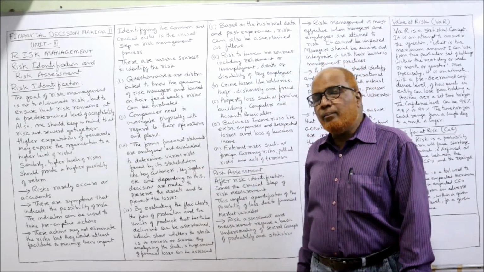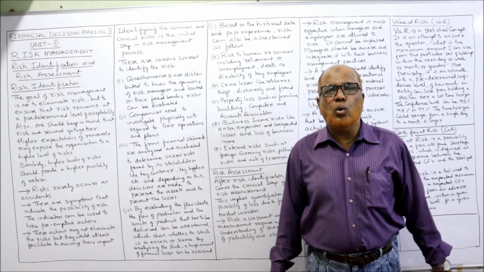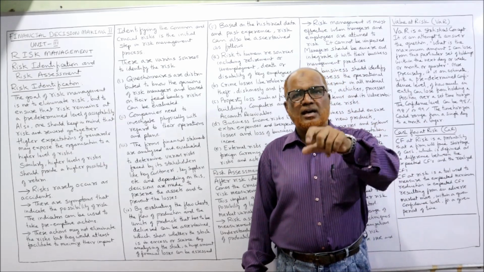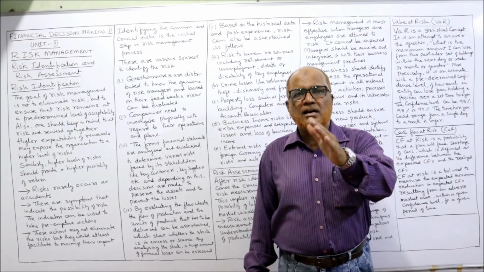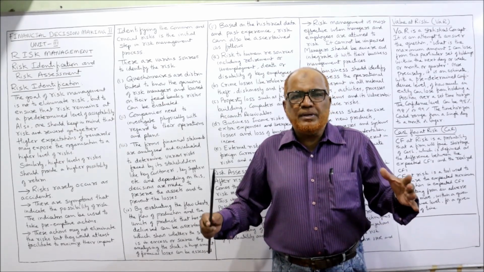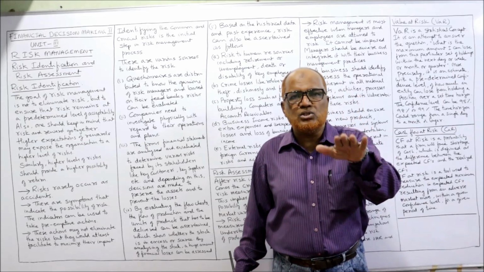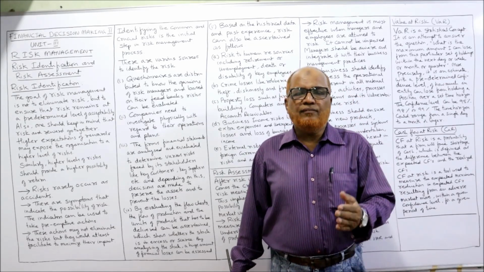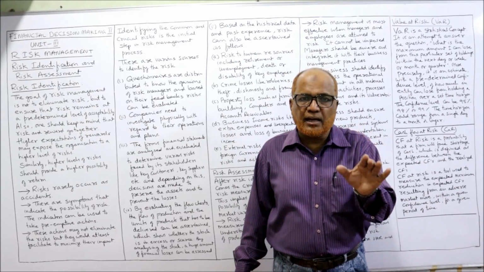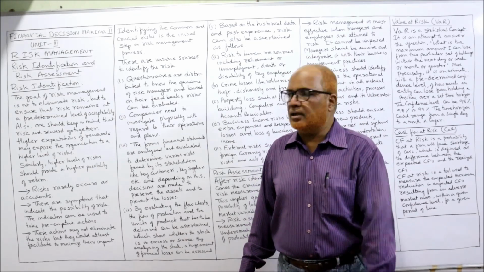Now, secondly, keep in mind that risk and return go hand in hand. That means there is a direct relationship between risk and return. Higher the risk, higher the return. Lower the risk, lower the return. So if a business firm does not want to take risk, then definitely the returns will be lower. If you want to increase the return, you have to undertake the risk, measure the risk, and control the risk.